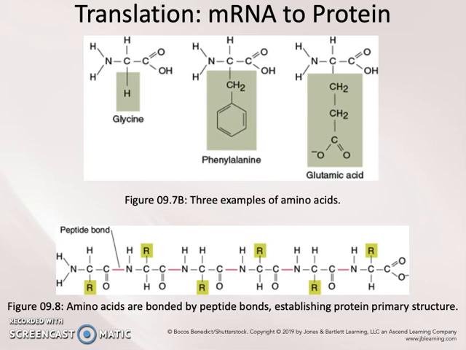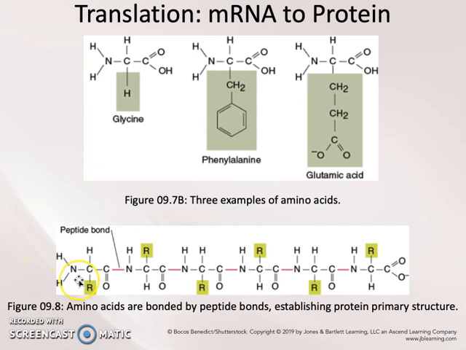These variable side groups are pictured here as R, and you can see that different amino acids attach to each other between the carboxyl group of the first amino acid and the amino group of the next. Here, each one of these bonds is a covalent bond, and that covalent bond between amino acids in a protein is called a peptide bond. Peptide is a term commonly used to describe proteins. So you're essentially saying it's a protein bond.